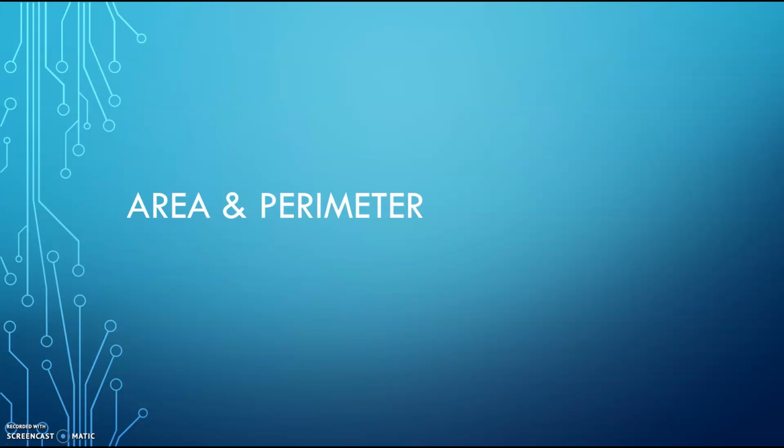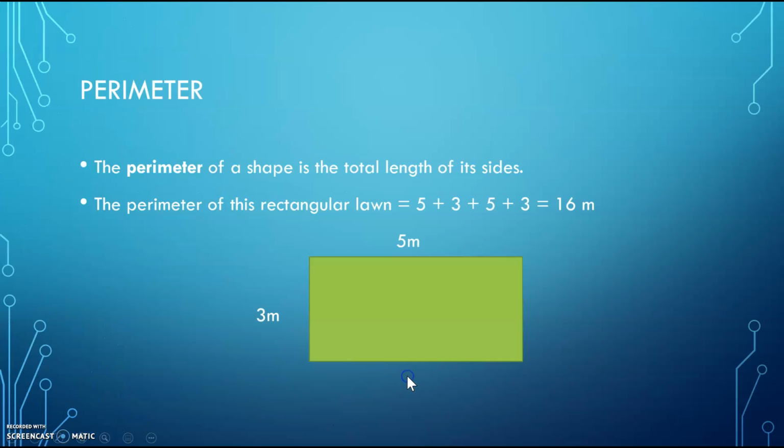Okay, this video will show you how to easily calculate the area and perimeter of rectangles. So we'll start with the perimeter. Perimeter simply means the distance all the way around, as if you were to measure around the whole entire rectangle. So it's very simple here.